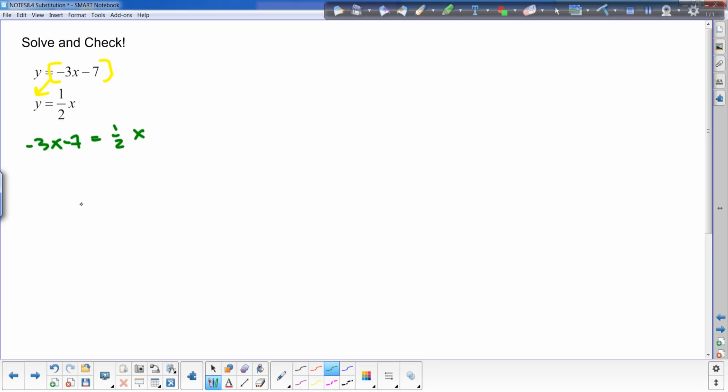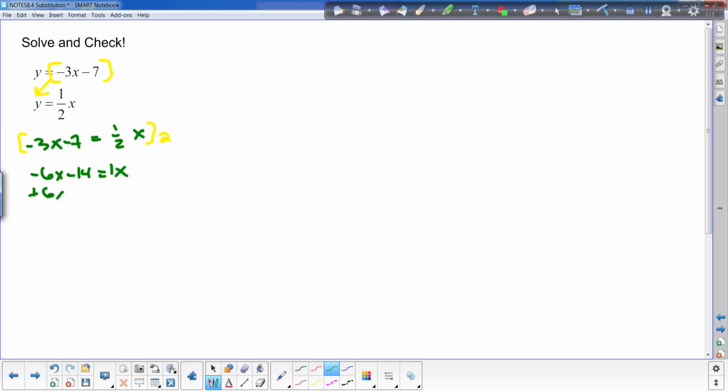Lots of ways you can solve it. Some of you might add 3x to both sides. Some of you might multiply by 2 to get rid of all of the fractions. So I'm going to go ahead and just multiply everything by 2 to get rid of the fractions. That gives me negative 6x minus 14 equals 1x, because 1/2 times 2 is 1.